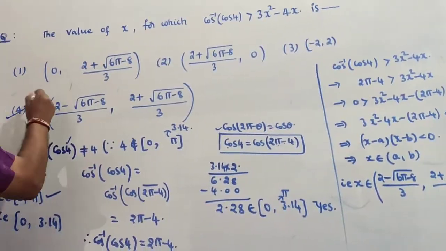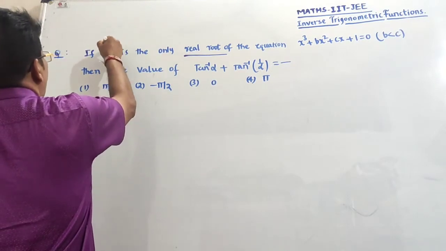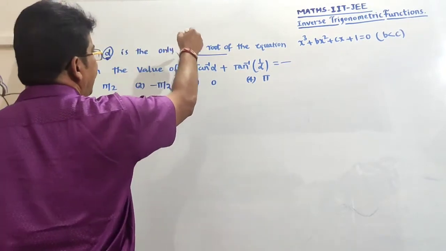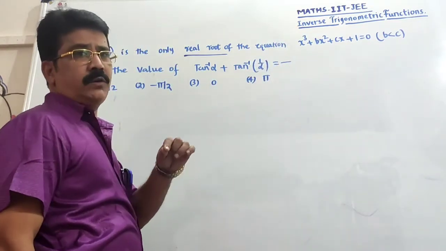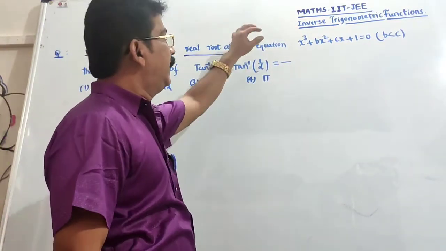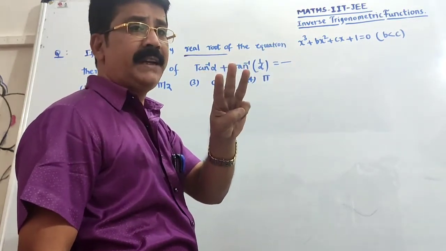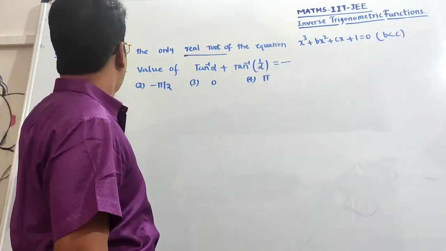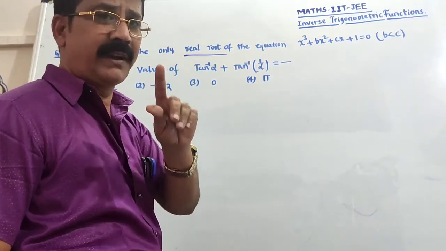Clearly the fourth option is right. Next important question: if alpha is the only real root of the cubic equation, according to the principle of algebra, the cubic equation will have 3 roots. Out of the 3 roots, he is saying that one root, alpha, is a real root. Only one root is real. Alpha is a real number.